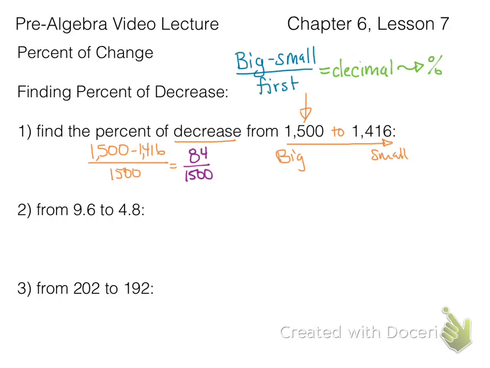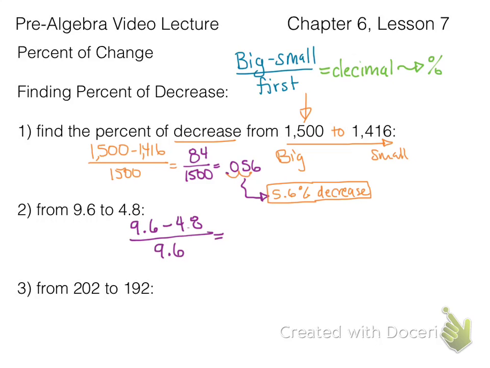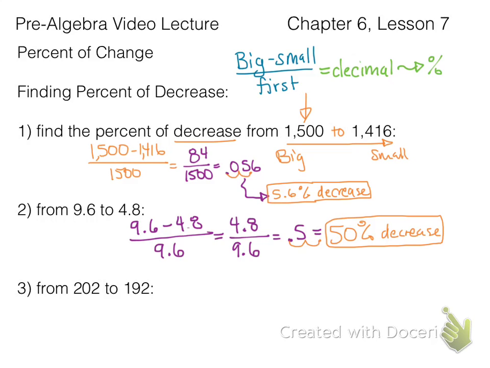When you do the subtraction, you're going to get 84 over 1,500. Divide, again, top number goes into the calculator first, and you're going to get 0.056. Move the decimal 2 places to the right, and you're going to get a 5.6% decrease. Because we're going from big to small, it is a decrease. All right, next up we have 9.6 to 4.8. This is definitely a decrease. It's the big minus the small divided by the first. So 9.6 minus 4.8 over 9.6. Subtract, divide, get a decimal, turn it into a percent: 50% decrease.